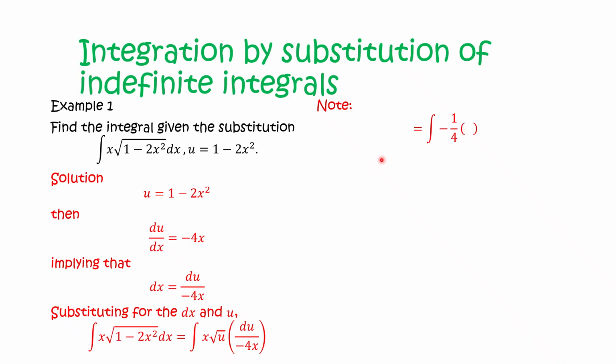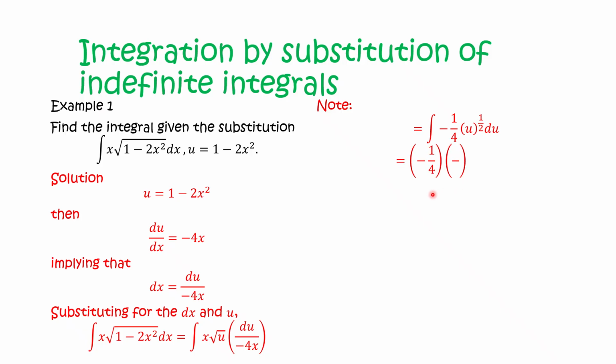Now, simplifying what we have over here, we are going to have the integral of minus 1 over 4 u to the power half du. We've just applied the laws of indices here. We know that the square root of u is the same as having u to the power half. And of course, the minus 4 gave us the fraction minus 1 over 4.